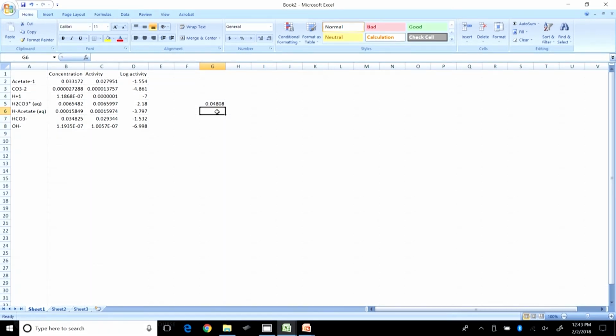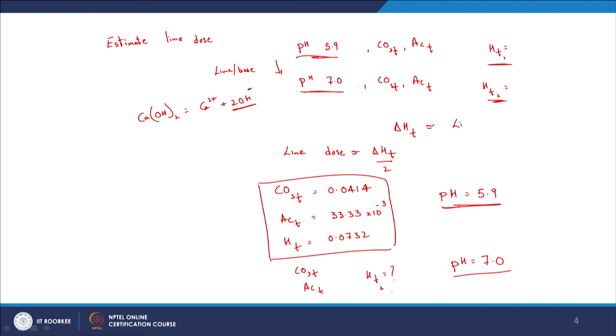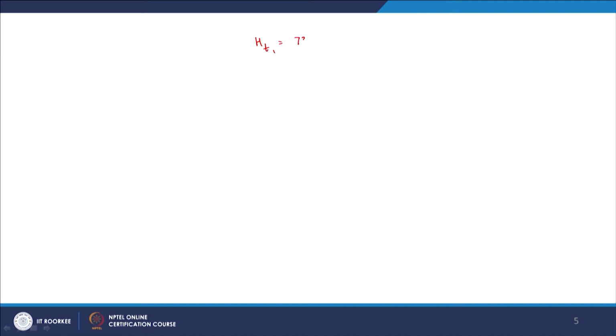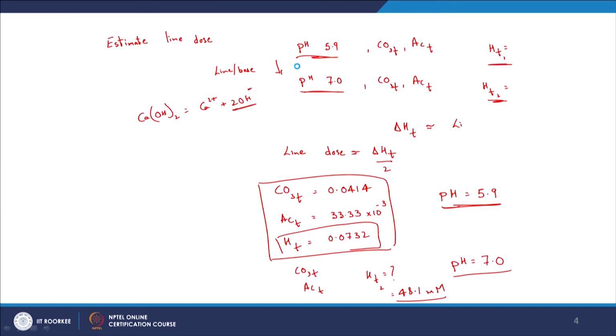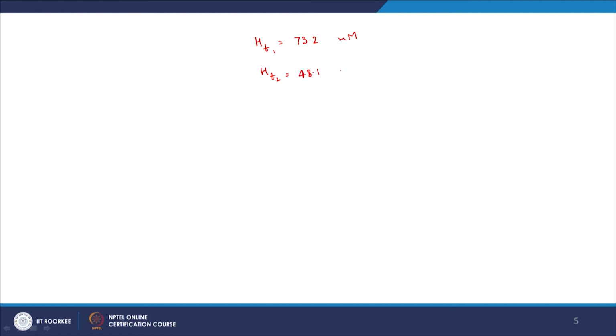So let me plug that in here. So now the H total 2 was equal to 48.1 millimolar, right? And what was the H total earlier? It was 73.2 millimolar. So let me just write that down here. H total 1 was equal to 73.2 millimolar, and H total 2 was equal to 48.1 millimolar, right? And this was obviously at pH of 5.89, right? And this is obviously at a pH of 7. So what causes this particular increase in pH, or the decrease in H total? Only when you add a base.